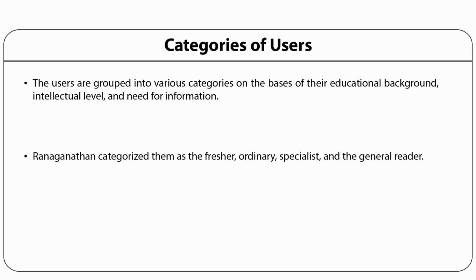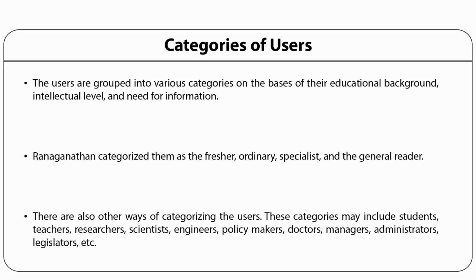Ranganathan categorized users as freshers who join a particular institute, educational institute, or who are visiting the library for the first time. Ordinary users who just walk in the library, not seeking a specific document or information. Specialist users who are well aware about their subject, or well aware as to what they really want to seek from the library. And the general reader who wants to know something about everything.